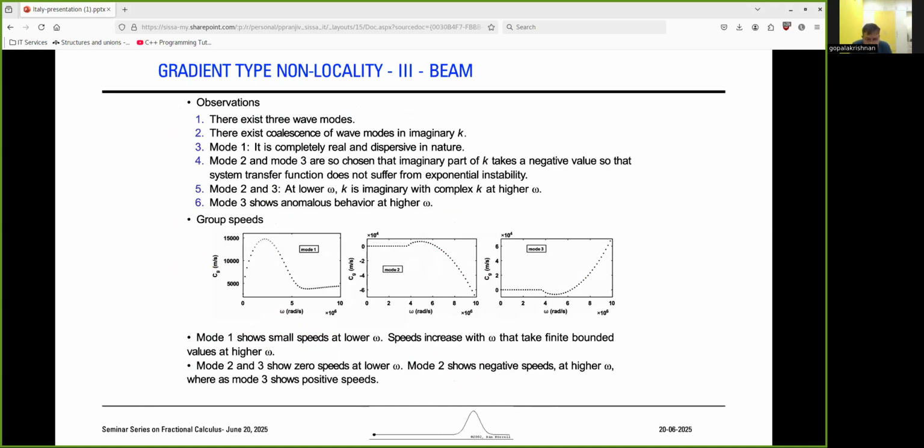If you look at it, the same thing. You have the group speed and wave speed here. The speed starts at very high and goes to zero. Very high, unphysical, but mode one is well behaved. So you can see that different models exhibit different kinds of wave modes. Some of them cannot happen because they are unphysical, because of very high speeds, negative speeds, or sometimes zero speeds. Next, please.